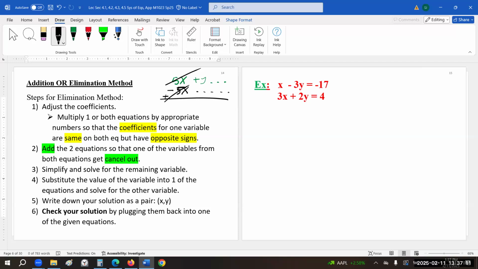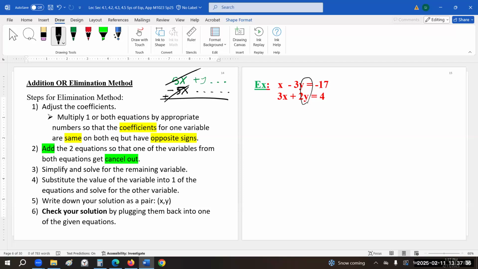Okay? The coefficients must be the same number with opposite sign. So which one do you want to eliminate here? X or the Y? Y? Okay. So our goal is to eliminate the Y's. But we have a problem. I mean, we have one problem, one not problem.